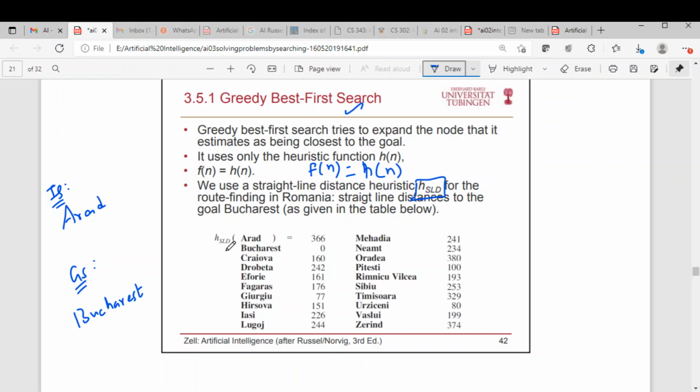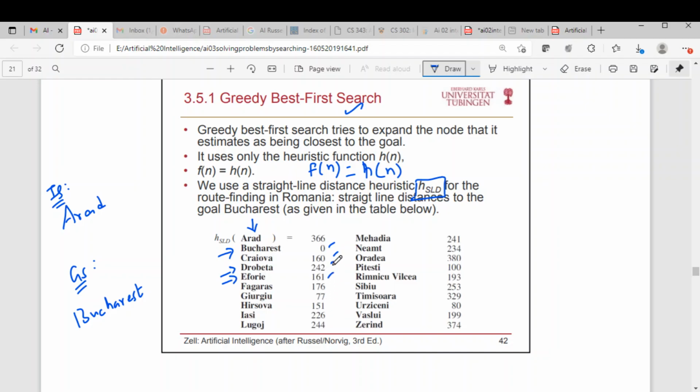So this is the straight line distance from Arad to Bucharest. It is 366 kilometers or miles, whatever it may be. And this is the straight line distance from Bucharest to Bucharest. It is 0. This is the straight line distance from Craiova to Bucharest. It is 160 kilometers. Straight line distance from Drobeta to Bucharest 242. Straight line distance from Eforie to Bucharest 161. So on and so forth.